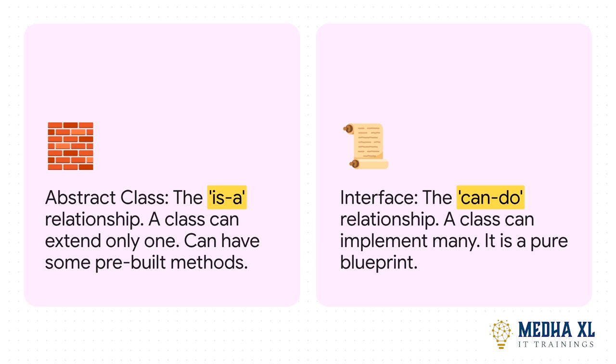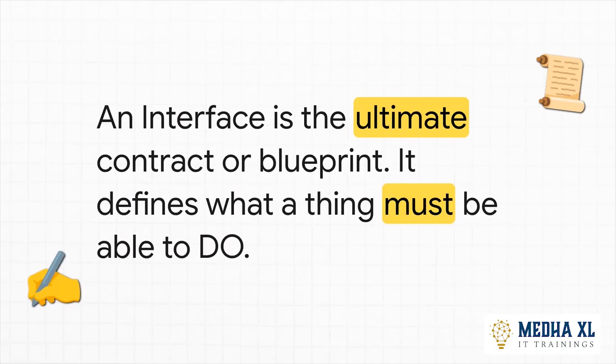But now look at the right side, the interface. This is a pure blueprint. It just defines a list of abilities. This is all about the can-do relationship. A class can promise to have many different abilities. So a car can do driving, but hey, so can a robot or a drone. And for now, let's just zero in on interfaces because they are abstraction in its purest form. An interface is like the ultimate contract. It doesn't care one bit how you do something. It just says, hey, if you're one of my kind, you absolutely must be able to do these things.